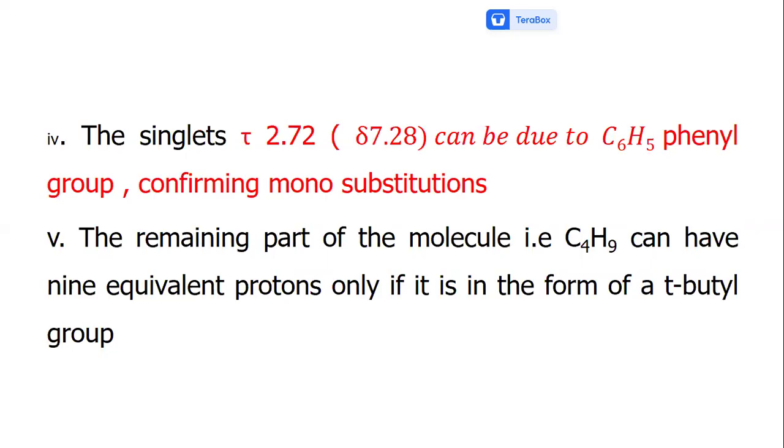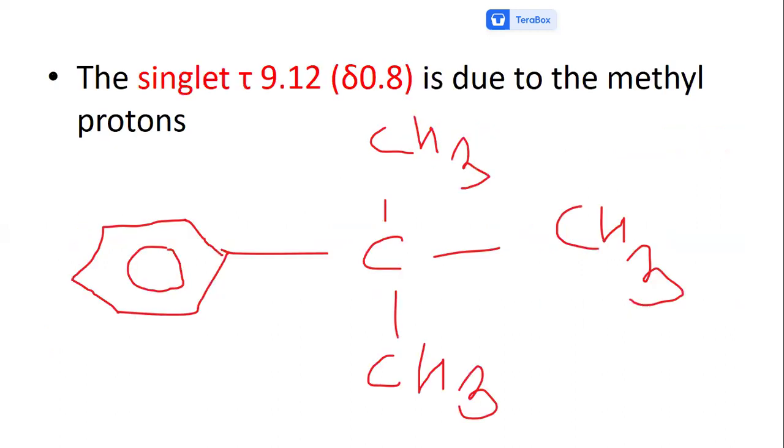The singlet at tau 2.72, delta 7.28 can be due to the C6H5 phenyl group, confirming monosubstitution. The remaining part of the molecule, C4H9, can have 9 equivalent protons only if it is in the form of a tertiary butyl group. The singlet at tau 9.12, delta 0.8 is due to methyl protons.